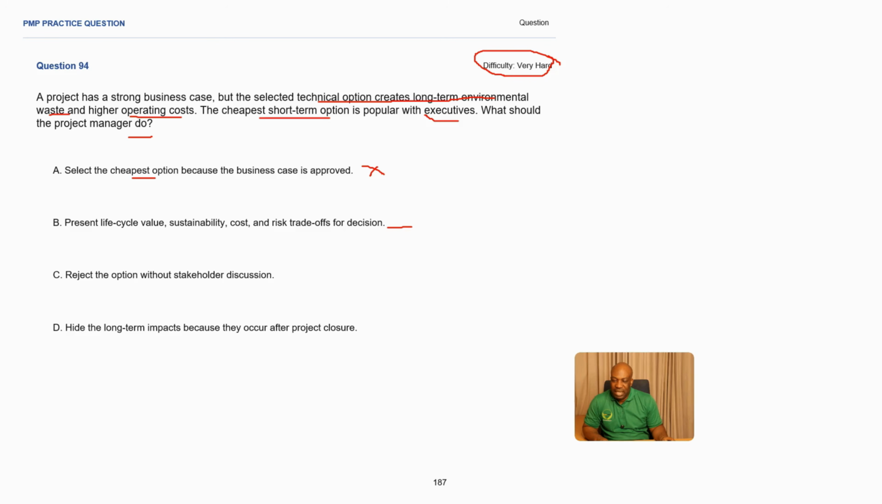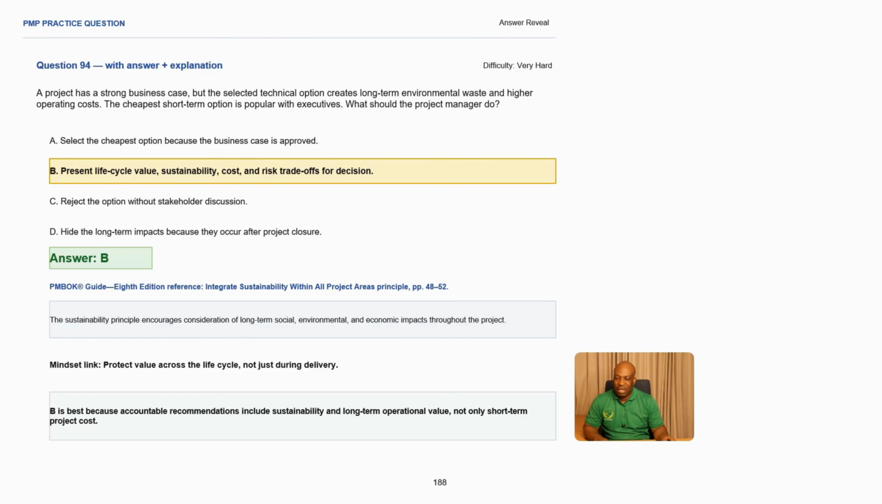When you are presenting life cycle of value, remember, executives are popular with the cheapest one, okay? Reject the option without stakeholder discussion. You don't just reject without proper analysis in a project environment. Hide the long-term impacts because they occur after project closure. You don't hide anything in a project. Be transparent and honest, making B the best answer in this scenario.